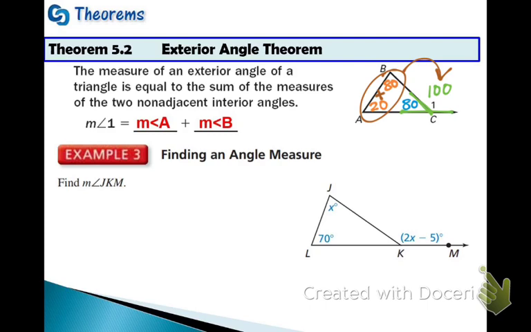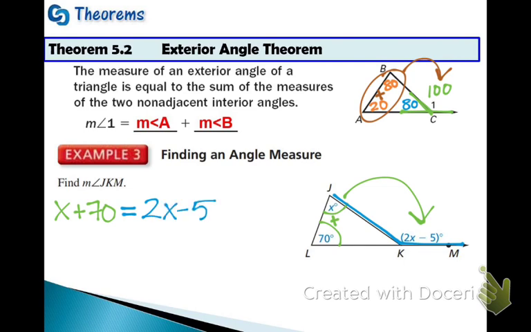So let's start here. Find the measure of angle JKM. Tell me in letters, what are the two inner angles? So what are the names of my two inner angles? With the letters, J and L are my two inner angles. So they will add up and they will equal my outer angle. So I'm going to say x plus 70. Those are my two inner angles, x and 70. They will add up and they will equal my outer angle, which is 2x minus 5.